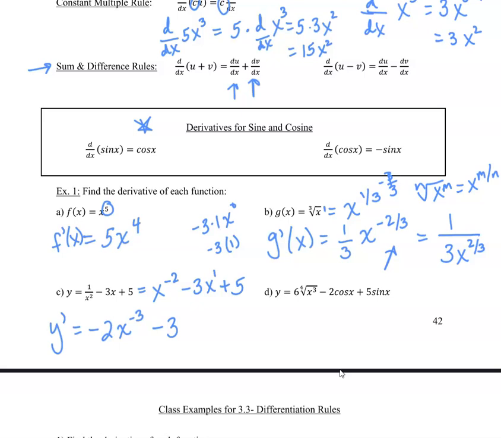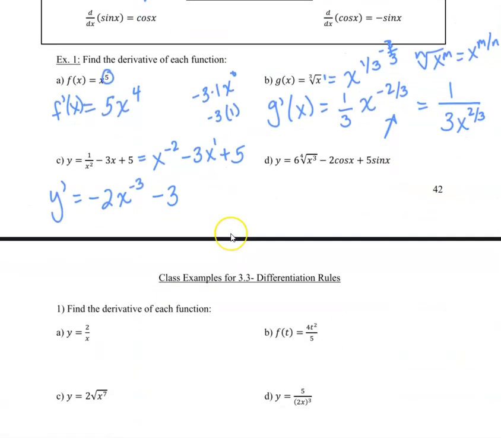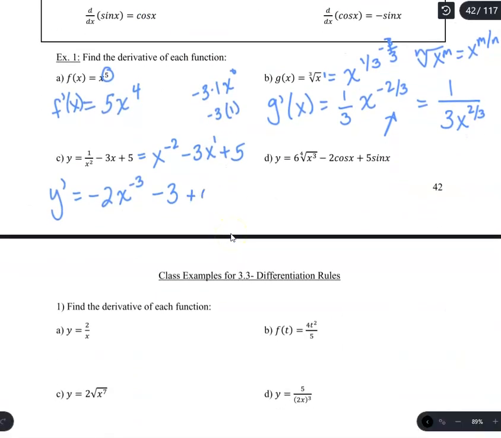And then lastly, 5 by itself is a constant. So remember the derivative of a constant we said is just 0. I'm going to write that just to be emphatic. Of course, you don't have to write that. If you want to clean this up just a little bit, you can write it as negative 2 over x to the third minus 3, and that would be our derivative function.